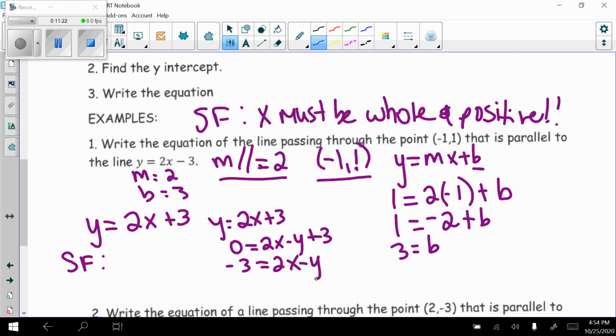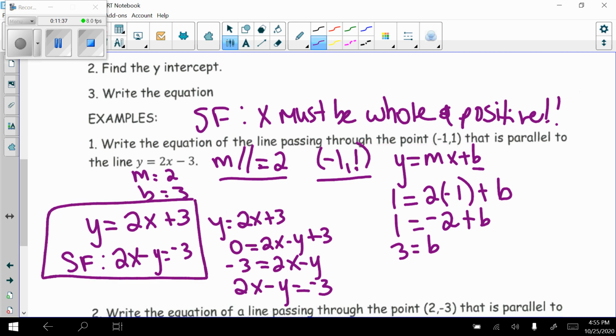The standard form says my x comes first. So by my symmetric property, I can flip everything and make it 2x minus y equals negative 3. That is standard form. 2x minus y equals negative 3. Those are the two versions of my equation. Slope-intercept and standard. Don't worry, we are going to practice some more of those.